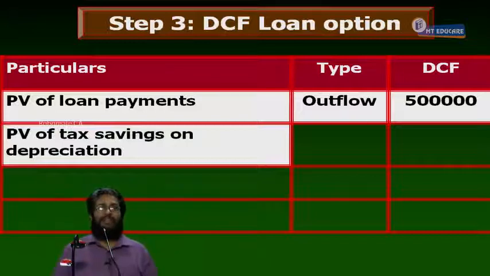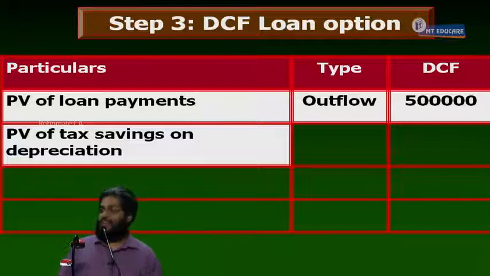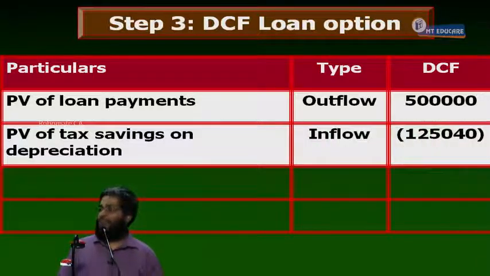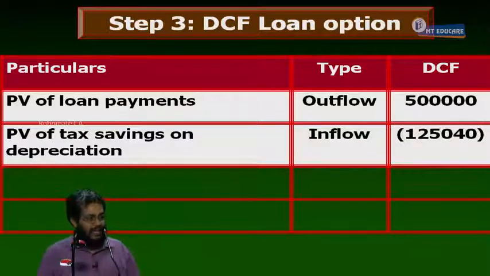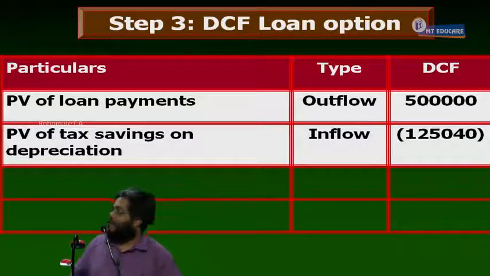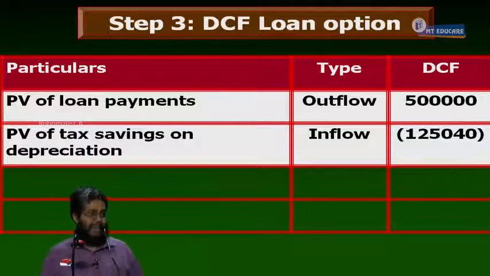Present value of depreciation tax savings. I want to know the type: inflow or outflow. Inflow. 125,040, you calculated in step number 1. It is expected, because there is an 80% chance of having it in 5 years, and 24 in 1 year.